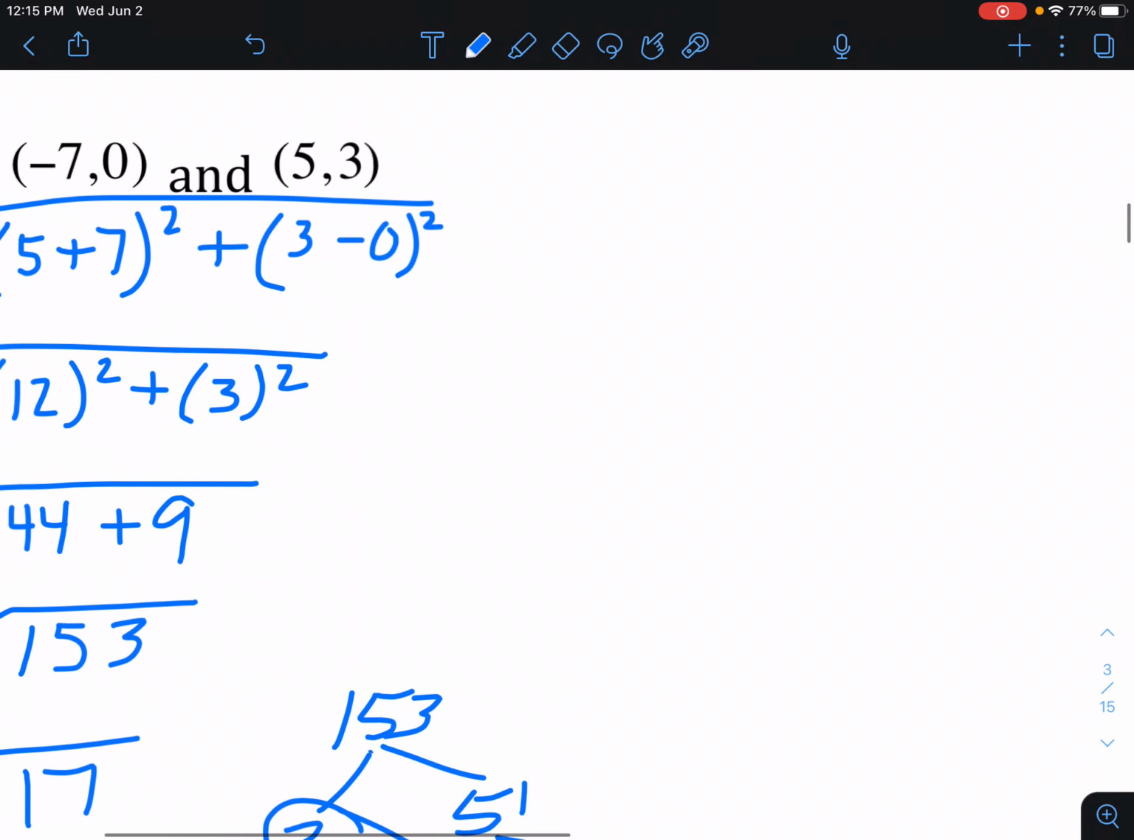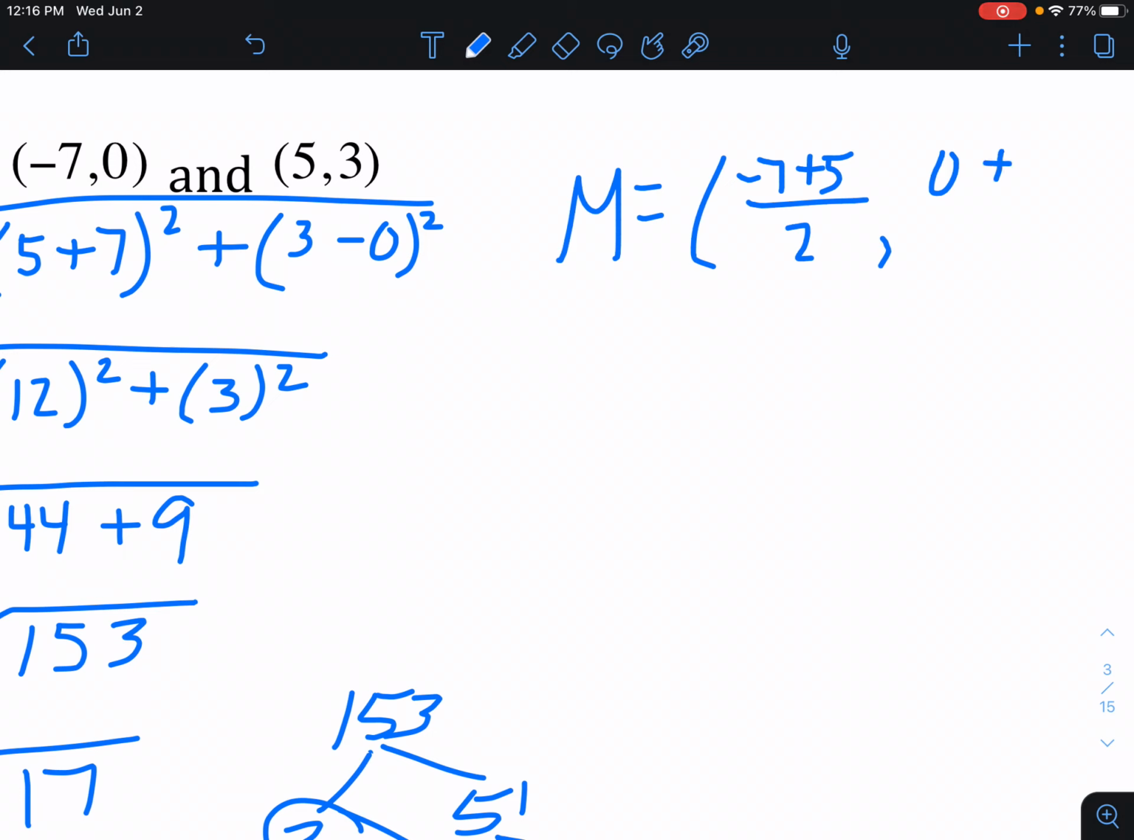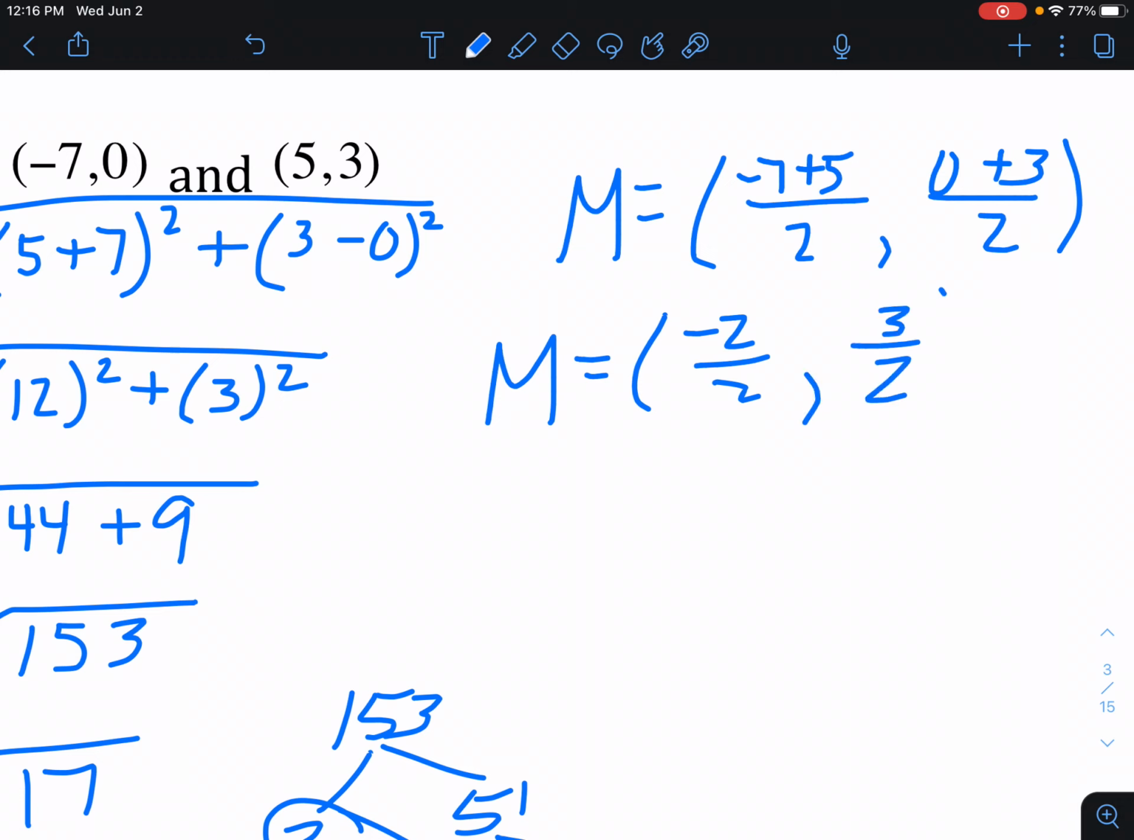All right, now let's try the midpoint for letter C. Add the x's, divide by 2, add the y's, divide by 2. So let's add. Negative 7 plus 5 is negative 2. And 0 plus 3 is 3 divided by 2. And then finally divide by 2. Negative 2 divided by 2 is negative 1. And 3 divided by 2 is 1.5.